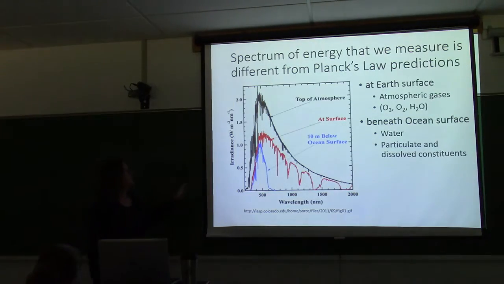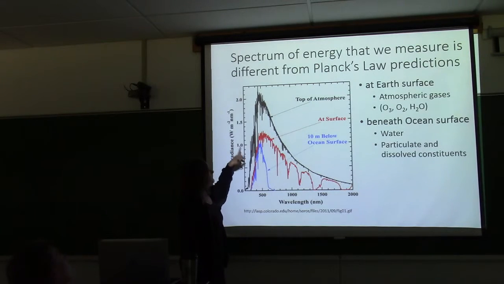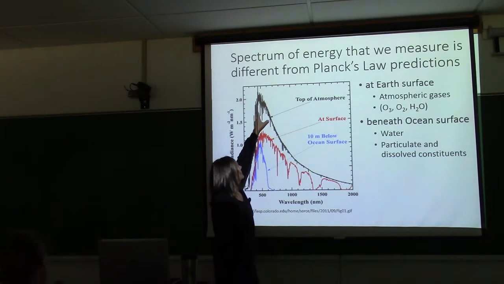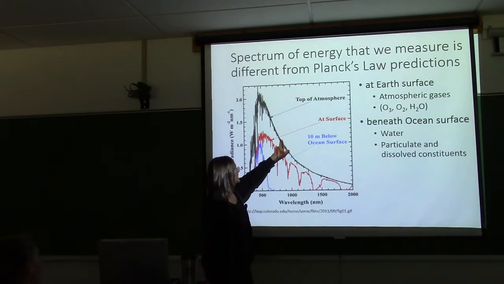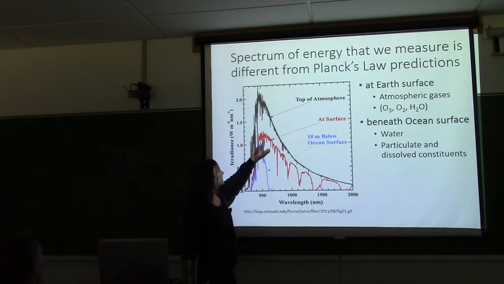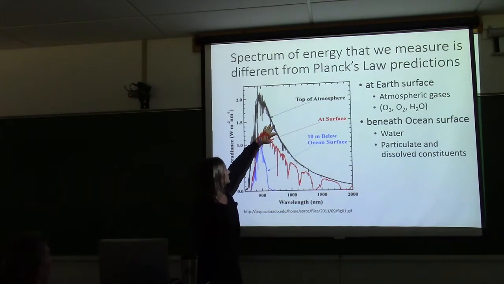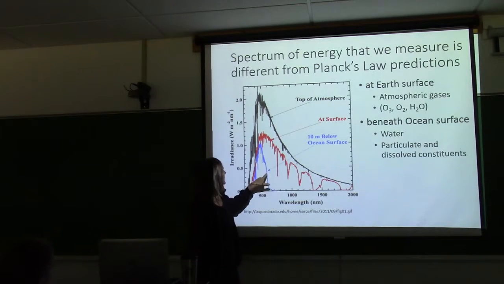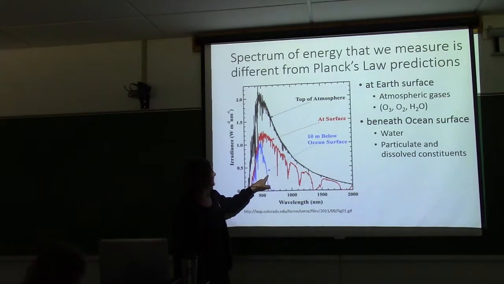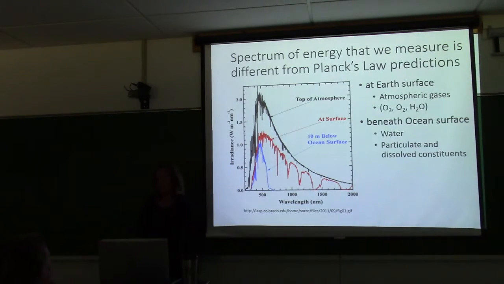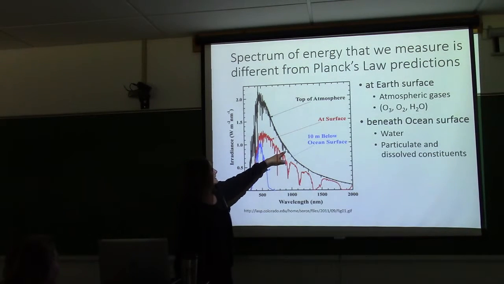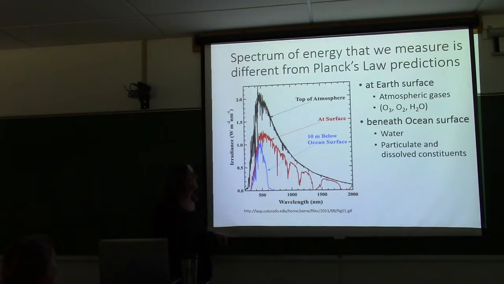Okay, so here is the solar spectrum at the top of the atmosphere. Here's what it is at the surface of the Earth. So this is what you lose going through the atmosphere. And here we are at 10 meters below the ocean surface. And so we're losing a lot of radiation in the atmosphere, mostly due to the absorption by atmospheric gases.